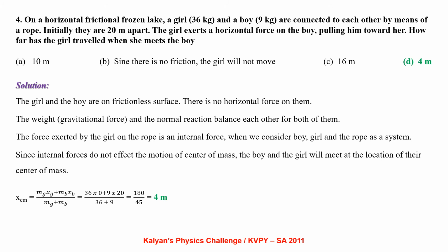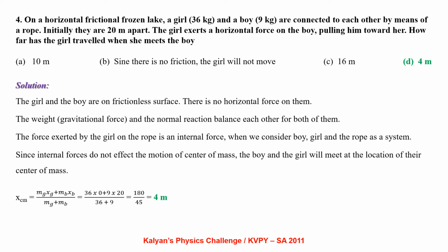On a horizontal frictionless frozen lake, a girl of 36 kg and a boy of 9 kg are connected to each other by means of a rope. Initially, they are 20 meters apart. The girl exerts a horizontal force on the boy, pulling him towards her. How far has the girl traveled when she meets the boy?